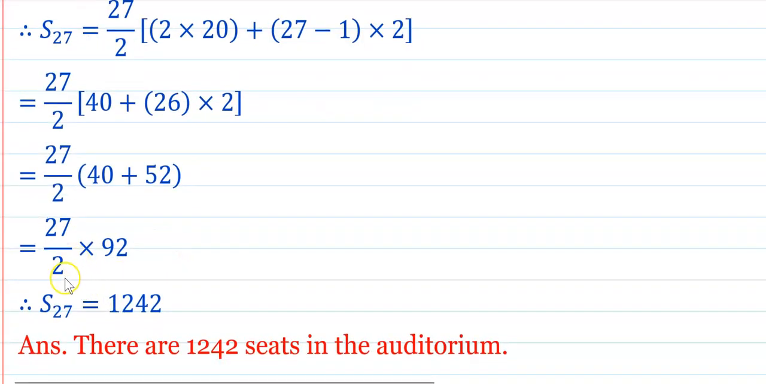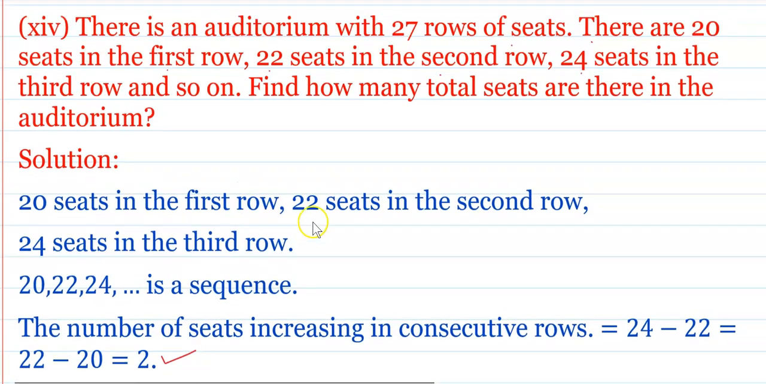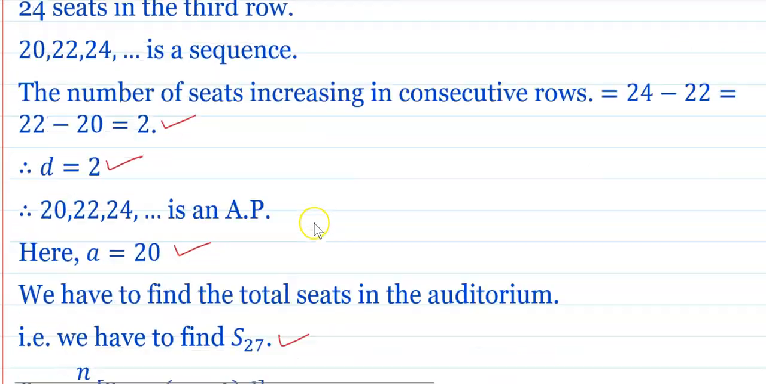Again 27 upon 2 times 92. After simplification, 2 fours are 8... that is 46 into 27, you will get 1242. Therefore, there are 1242 seats in the auditorium. Easy question. This question is also from the textbook.